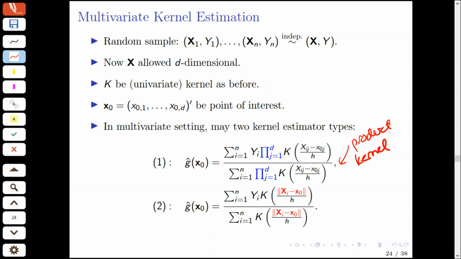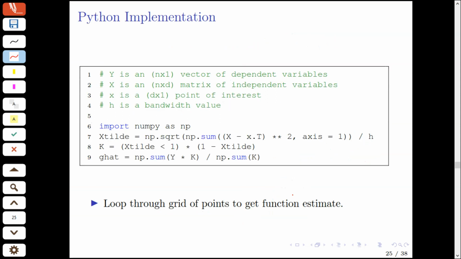A different way of constructing the weights is to first calculate the distance or proximity to the point of interest, and then calculate the weight as the kernel evaluated at this proximity when inflated by the bandwidth. Now both of these ideas can work in practice, and none necessarily dominates the other. So both of these are valid. Now for the purpose of implementation, let's consider the second method.